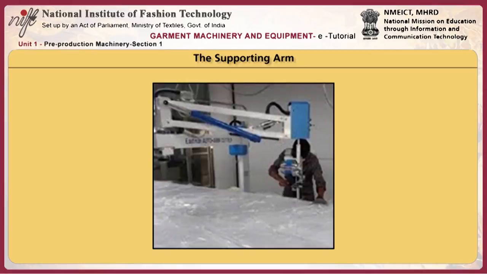The supporting arm. A further advancement to the straight knife machine is the use of a supporting arm that supports the machine from above. Therefore, the heavy base plate can be replaced by a small flat base plate which reduces distortion of plies, and a narrower blade, therefore enabling cutting along sharper curves. Further, there are lesser chances of tilting of the blade during cutting.